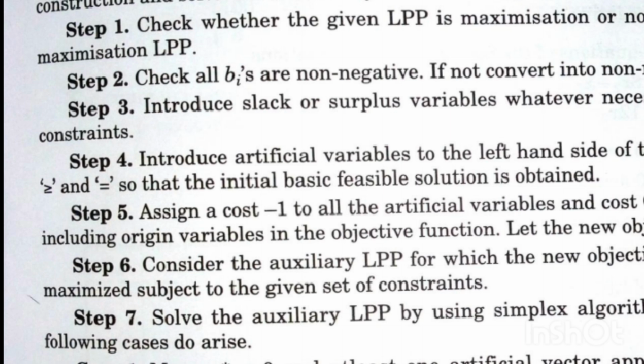Here they are giving a note: once the artificial variable leaves the table, it can't be present in the next table. That's what they are saying in the note. Understood? So this is the concept of the two-phase simplex procedure.